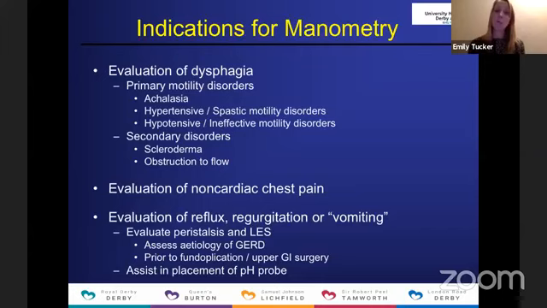And to evaluate reflux and regurgitation, particularly as I've already mentioned in the pre-surgical group, we would expect anyone going on to have anti-reflux surgery to have manometry to look for motility disorder, and then pH studies as well to confirm that reflux is the cause of their symptoms. We evaluate peristalsis and the etiology of GERD. Obviously, the manometry also assists in the placement of the pH probe as well.